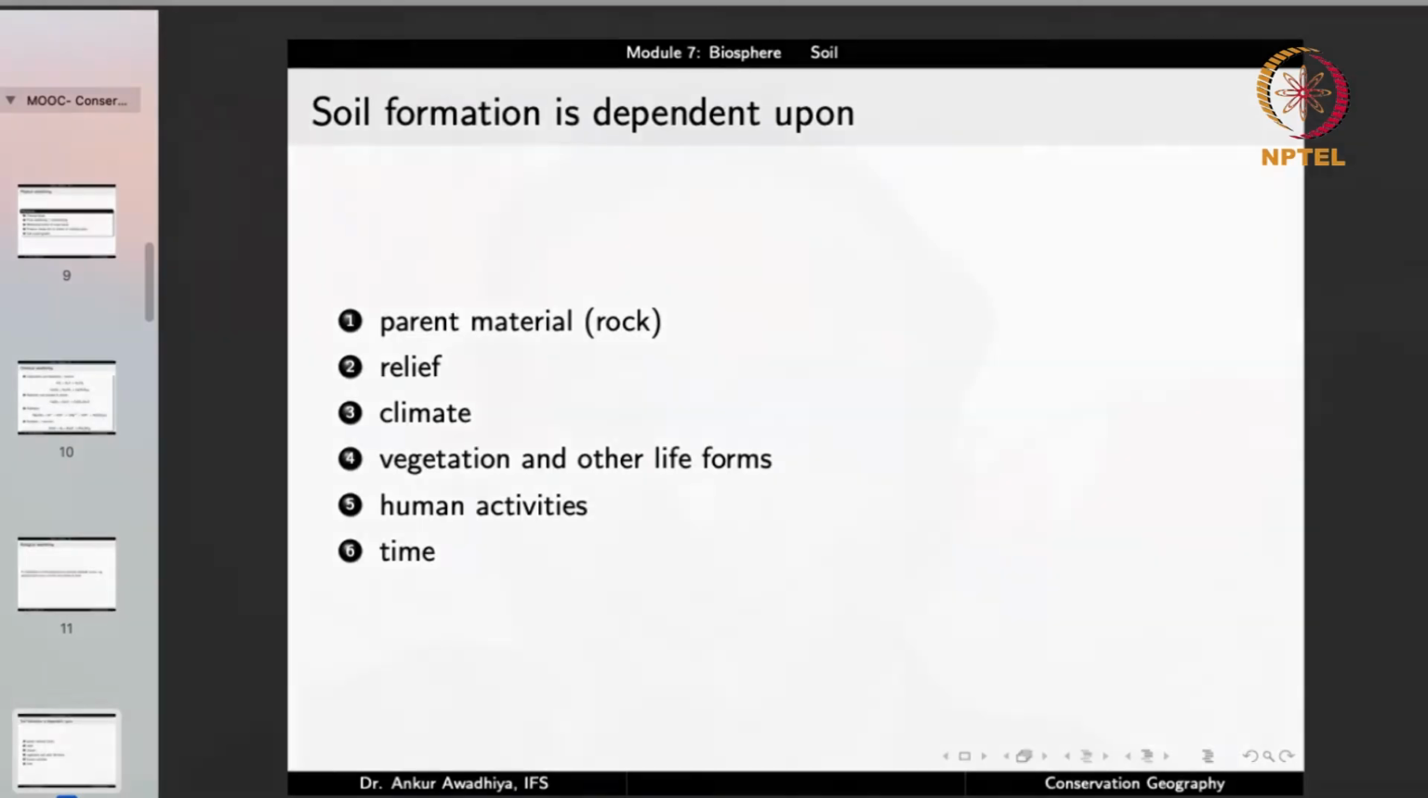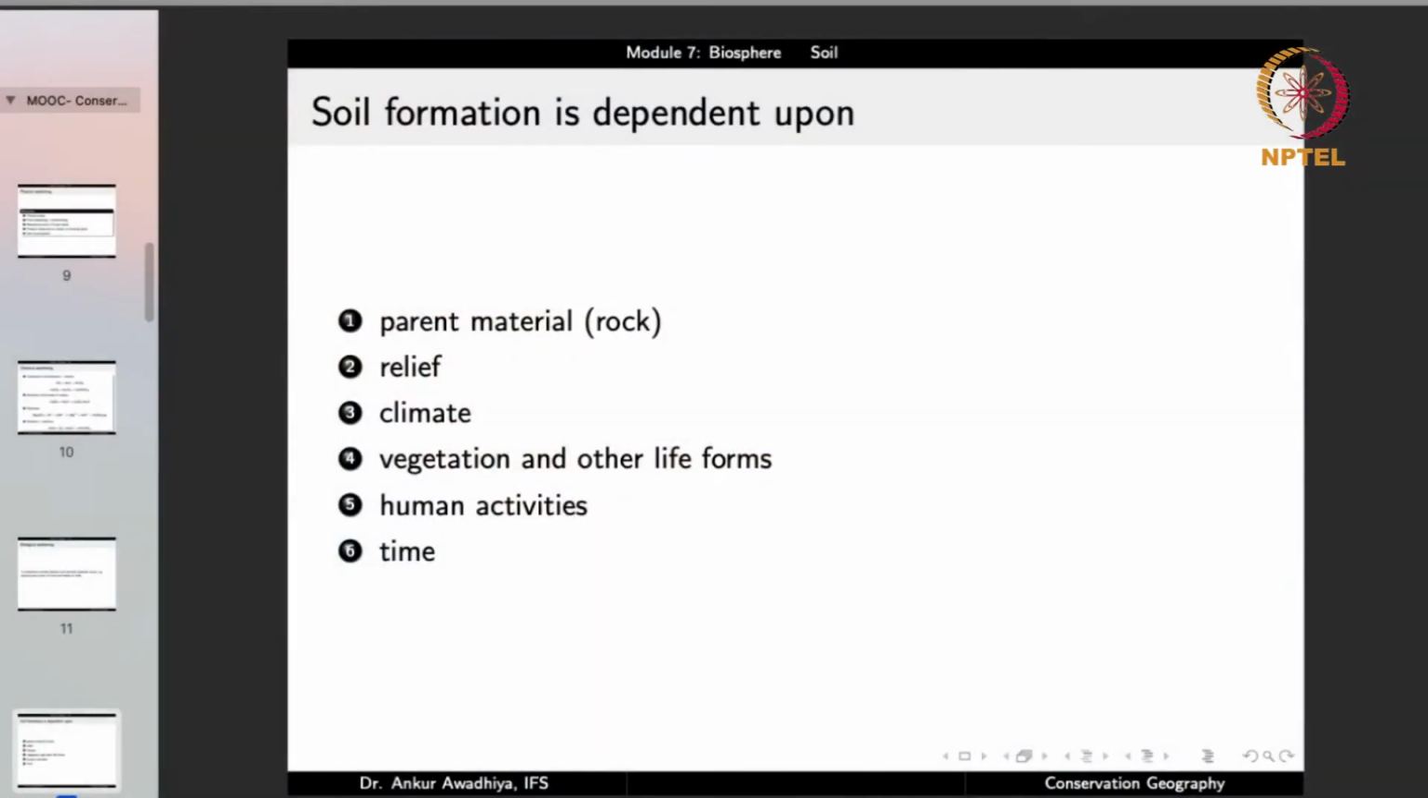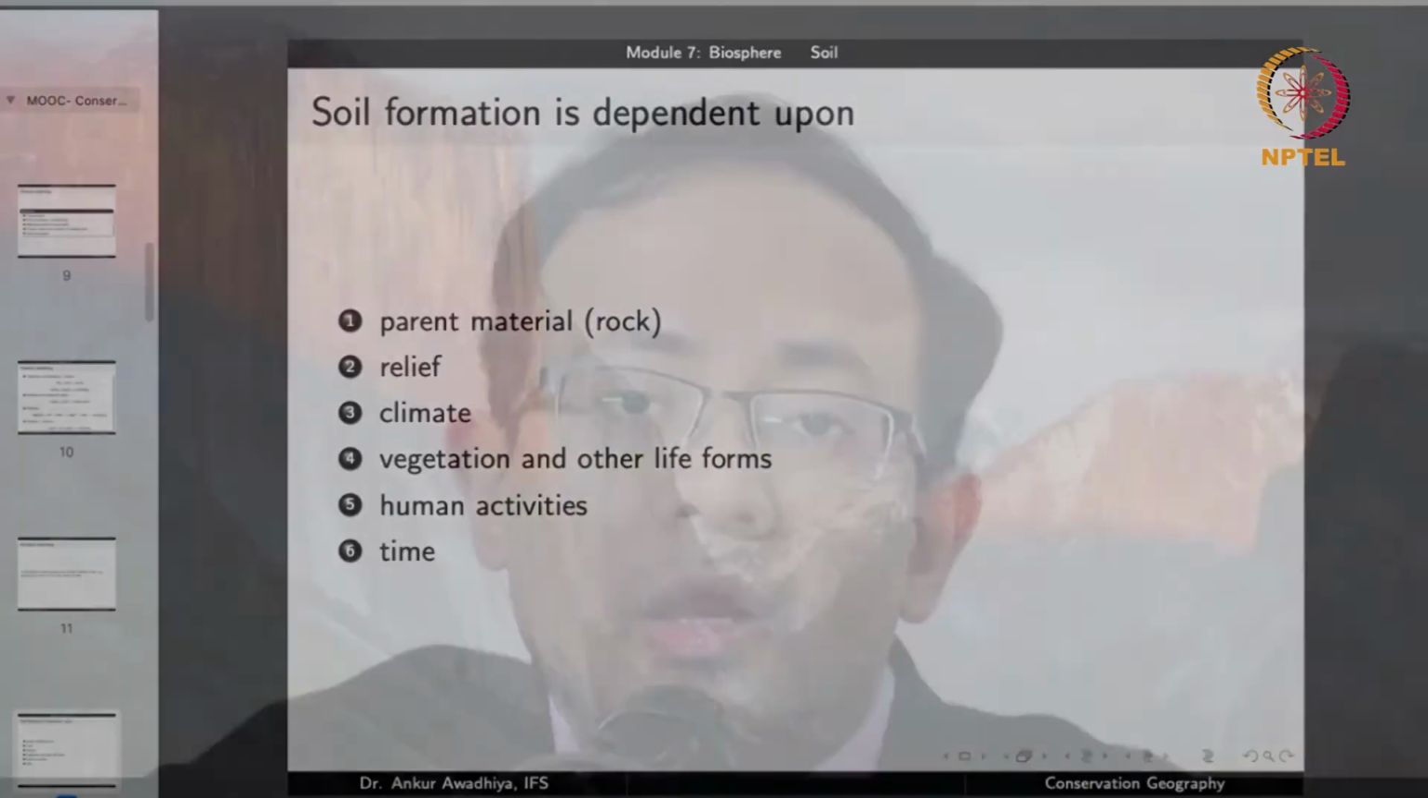Now, once all of this has happened, then we have a rock that has been broken down into smaller fragments. Now, how does this fragment turn into a soil? That would depend on a number of other factors. So soil formation is dependent upon these 6 factors. The first and the most important one is the parent material or the rock.